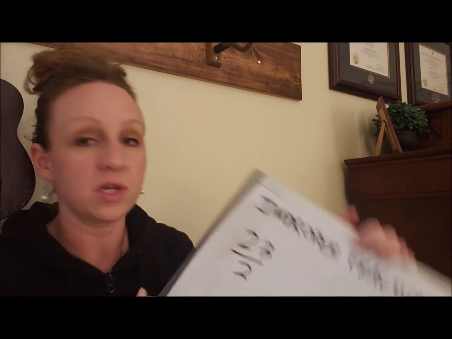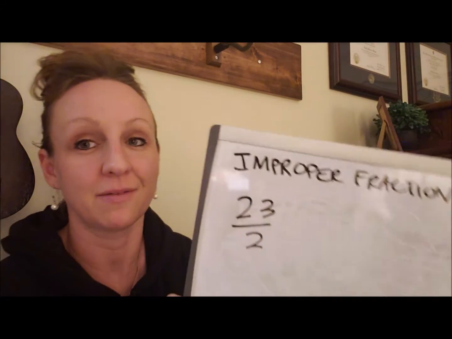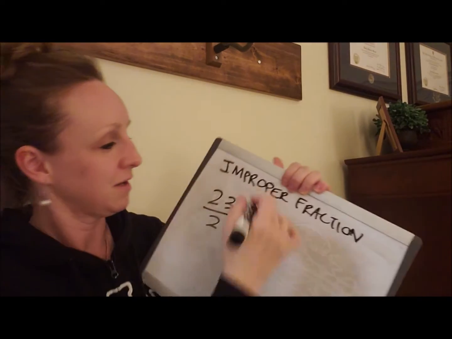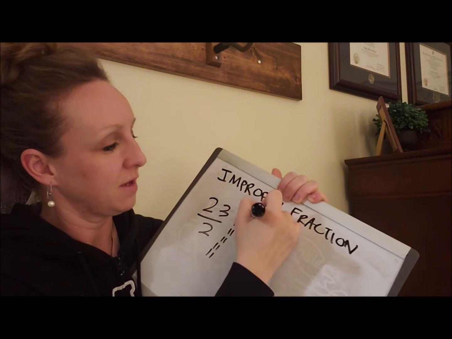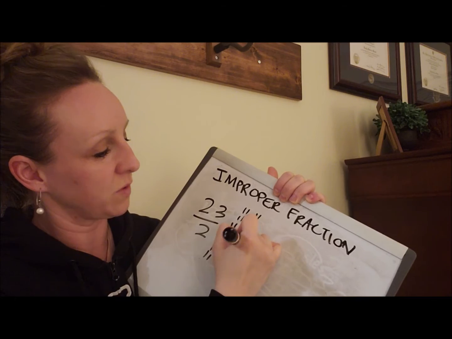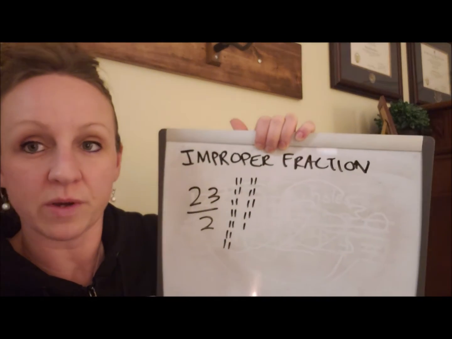Let's maybe do a number that's a little bit bigger. Let's do, for example, 23 over 2. Okay, get ready, there's lots of lines. 1, 2, 3, 4, 5, 6, 7, 8, 9, 10, 11, 12, 13, 14, 15, 16, 17, 18, 19, 20, 21, 22, 23. So I've got 23 little lines right here.